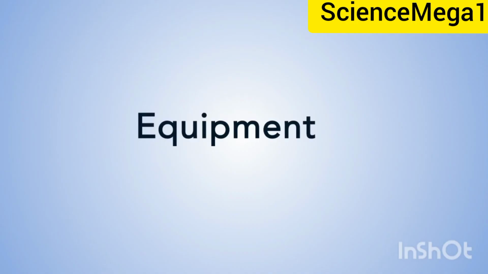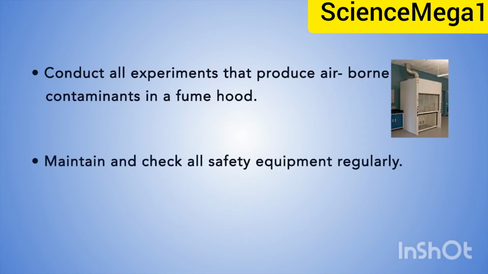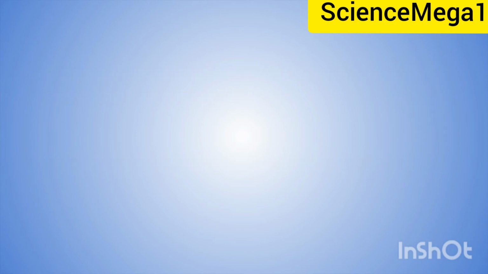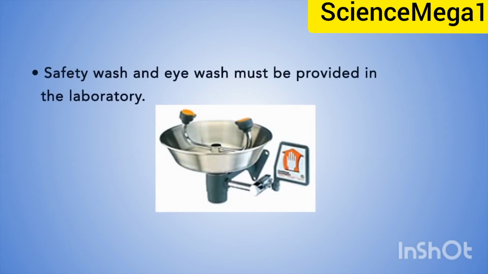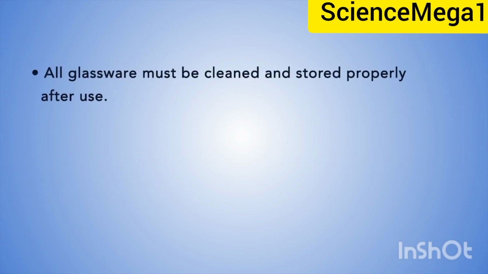Now let's look at equipment. 1. Conduct all experiments that produce airborne contaminants in a fume hood. 2. Maintain and check all safety equipment regularly. 3. Safety wash and eye wash must be provided in the laboratory. 4. Agricultural tools should be washed after use and the metal parts oiled. 5. All glassware must be cleaned and stored properly after use.